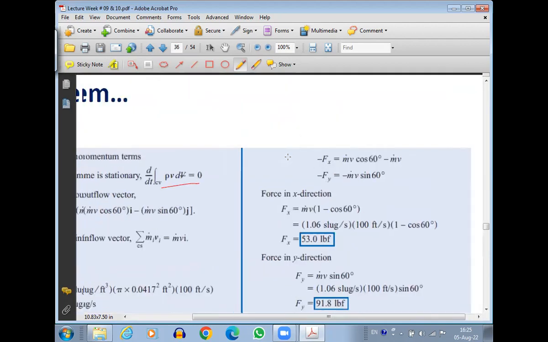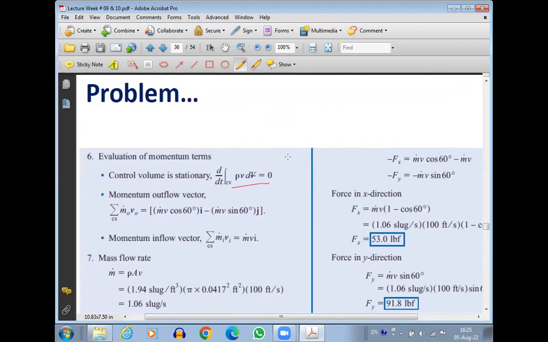So we'll have m dot v cos 60, which will be the x component, i, and it will be positive. And then we'll have a negative component, m dot v sin 60 j, in the negative y direction. This is the momentum outflow vector. Let's discuss the momentum inflow vector.